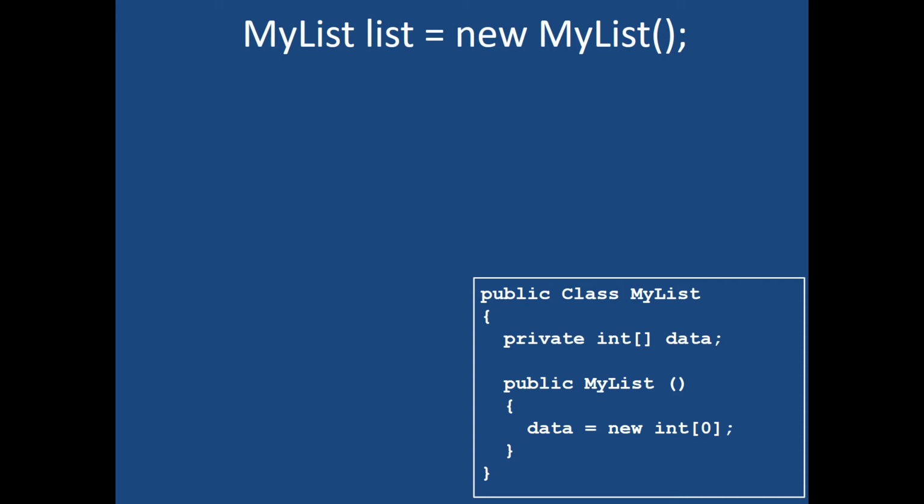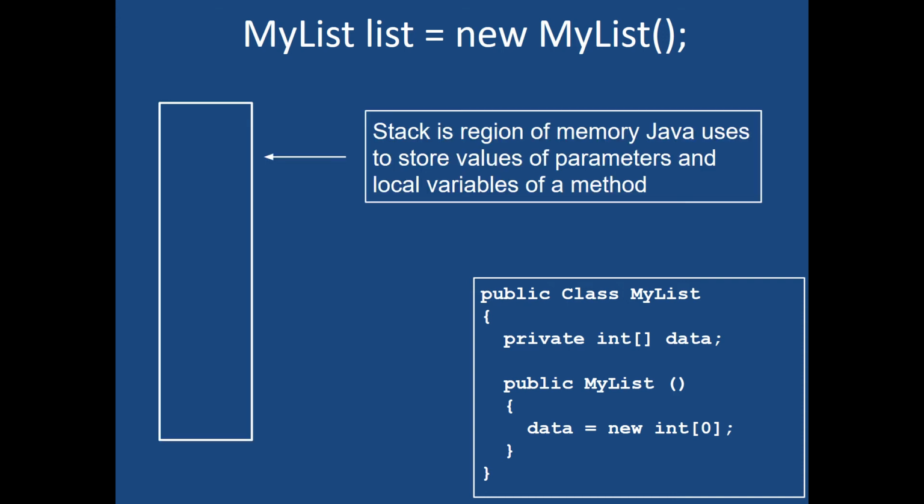Look at the very top. Imagine there's a main method somewhere that's executing this statement, MyList list equals new MyList. So it's creating a new MyList and storing it in the variable called list. So let's see what's going on.